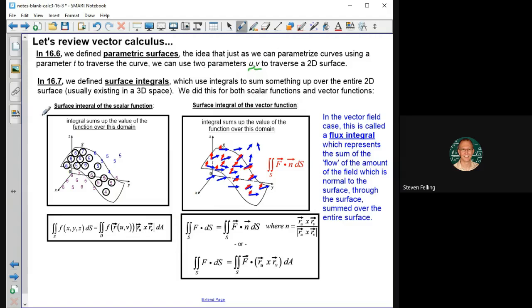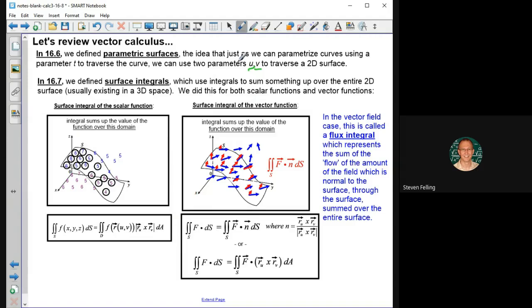And then finally in 16.7, we defined surface integrals where we could sum up all the values of either a multivariable function across that surface, or all the components of a vector field that are perpendicular to the surface across that surface, right? And these are referred to as flux integrals when we do the vector version. Okay, so that kind of catches us up to where we were.